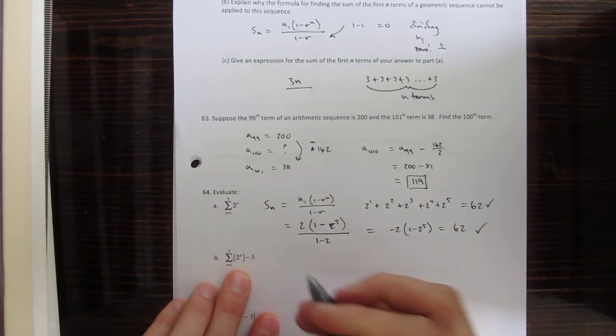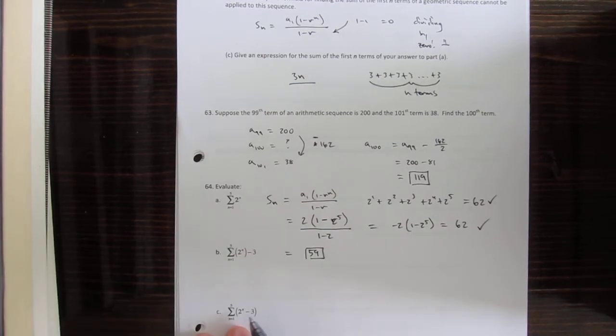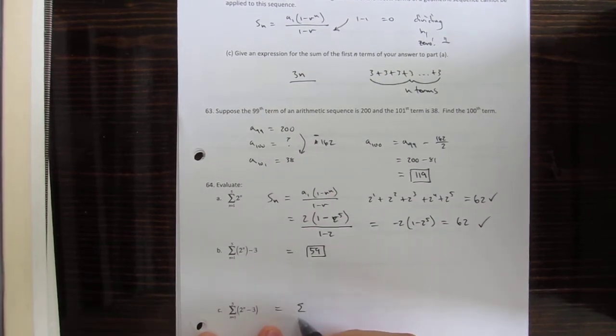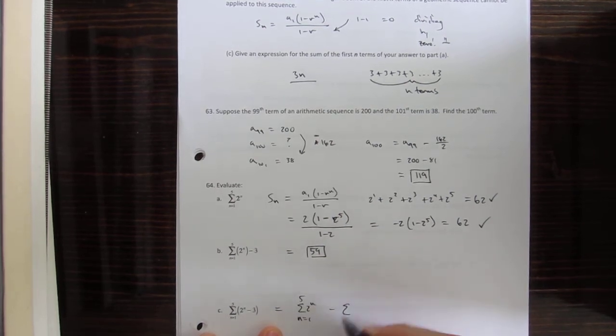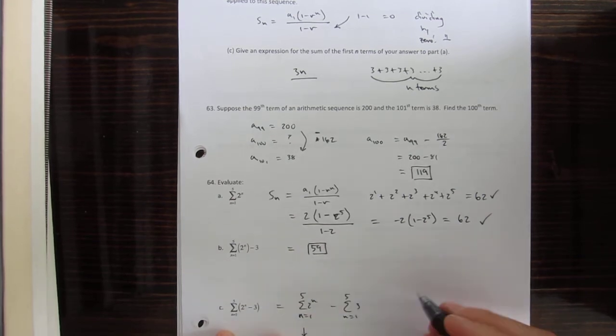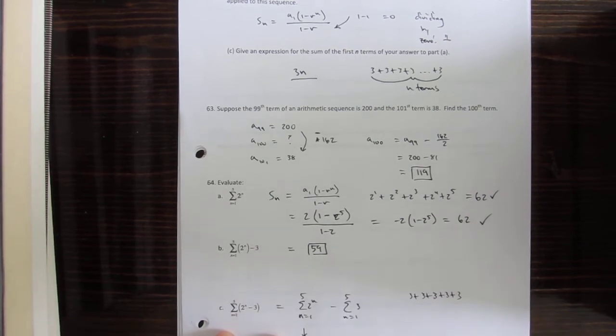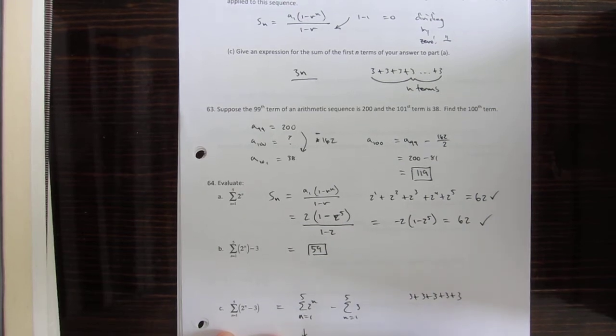The sum of 2 to the n minus 3, well, this should be the same thing except subtract 3, so 59. Well, this is different because now we're summing from n equals 1 to 5 of 2 to the n, and then we are subtracting the sum from n equals 1 to 5 of 3. So this we already know is 62, and this is just adding 3 plus 3 plus 3 plus 3 plus 3. 1, 2, 3, 4, 5 threes. So that's just 5 times 3, and that's 15. So 62 minus 15 ends up being 47.